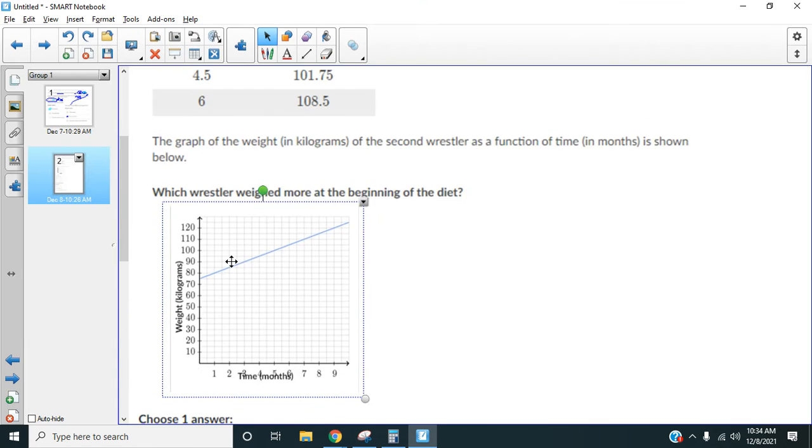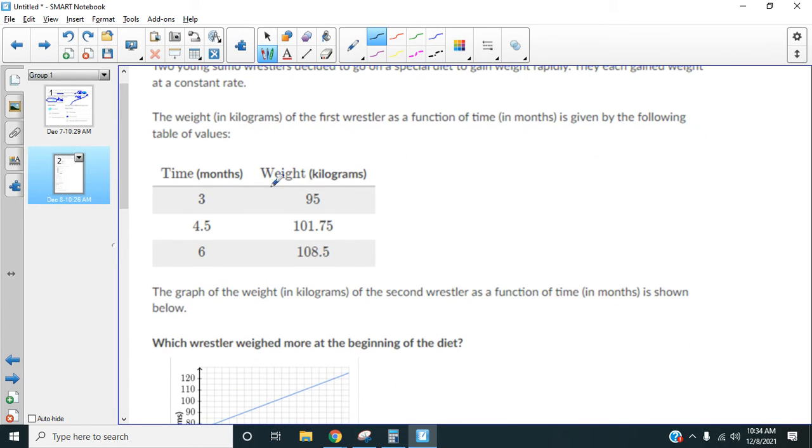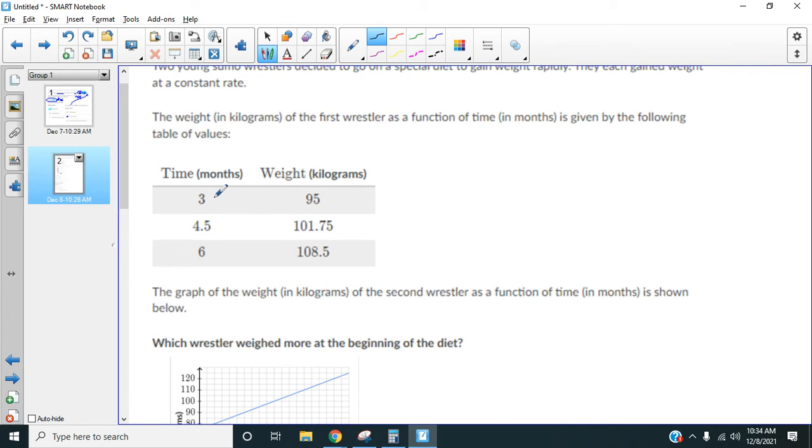Unpause. All right. So we've got one table for this sumo wrestler, and we've got a graph for this one, right? The question is, which wrestler gained more at the beginning of the diet? All right, let's do this. What's happening? How much weight was gained over how much time? Well, it went up 1.5 months here, right? In between there and there. How much weight was gained in kilograms? 6.75. Somebody divide that for me right now.